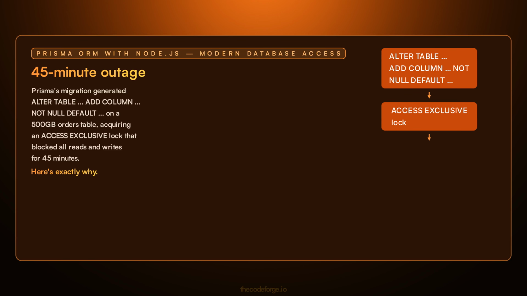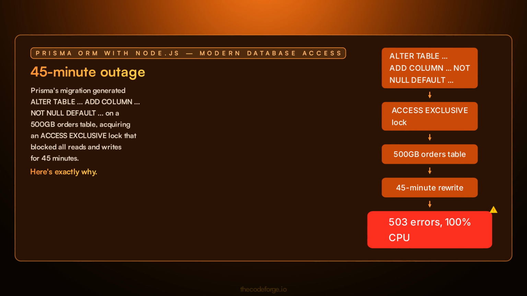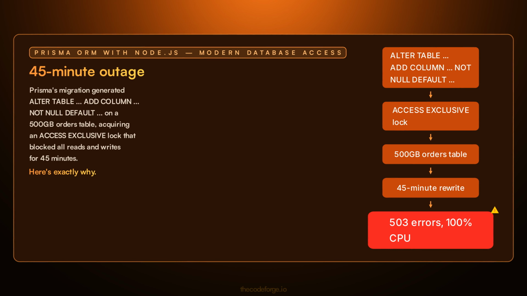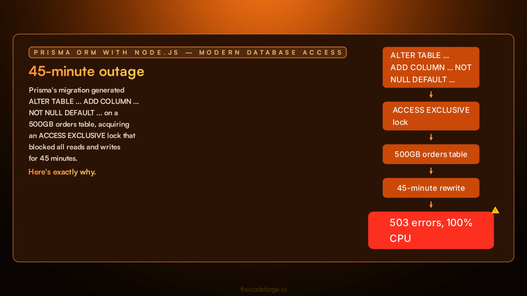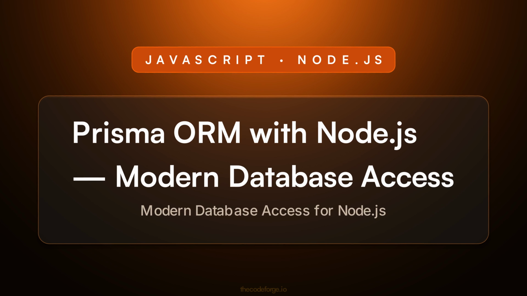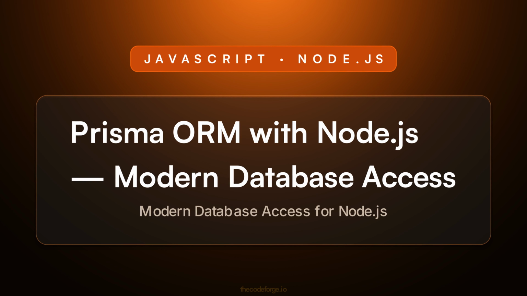At 2 a.m., a safe migration brought down your API for 45 minutes. Database CPU hit 100%, all queries timed out, because Prisma's auto-generated SQL rewrote the entire table. Let's break down Prisma ORM with Node.js, modern database access, how it works, and the exact mistake behind that failure.